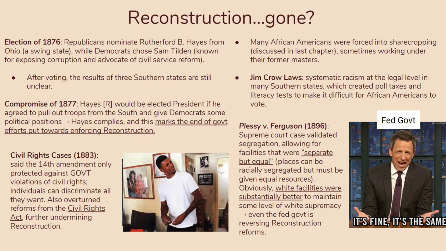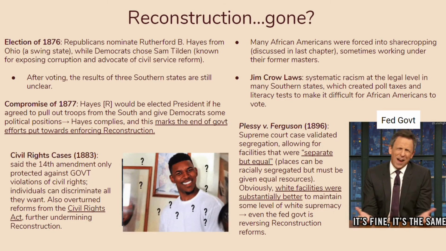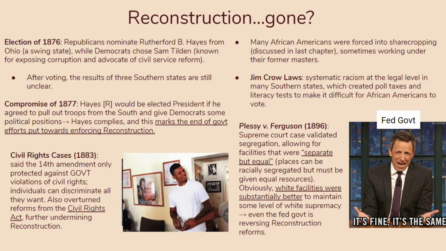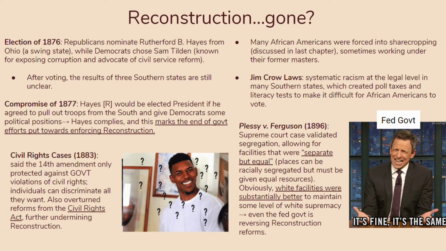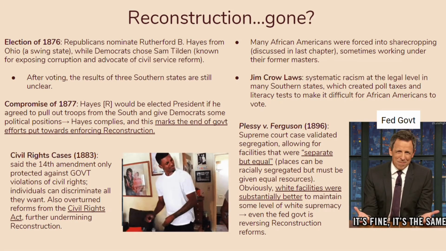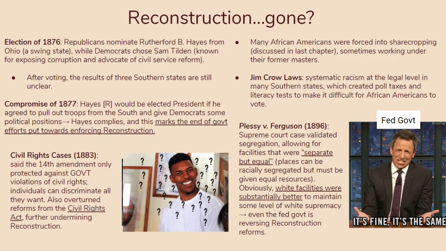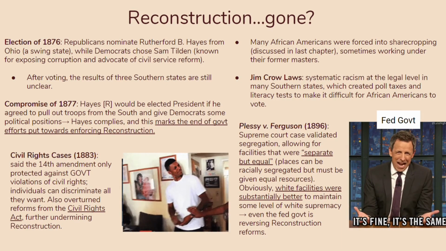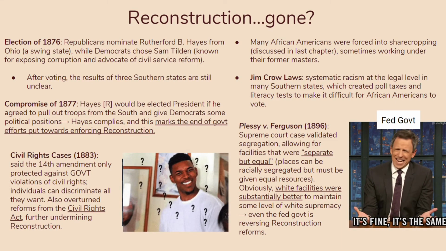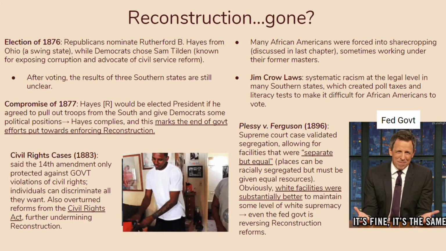which meant that white people would sustain some sort of level of white supremacy, and it would be easier for them to move up the social ladder, or the economic ladder, I guess. And African Americans are sort of stuck at the bottom. And this is really monumental because it's showing how even the federal government is directly reversing these Reconstruction reforms. Super important that you remember this one.